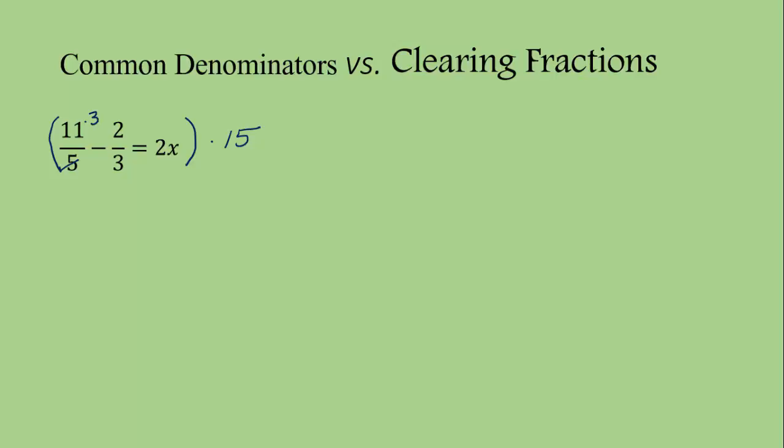Next, try the 3 in the next fraction. In -2/3, the 3 cancels with 15 and leaves 5. In 2x, the denominator's 1, so nothing reduces. You multiply by the entire number, 15. So let's do the multiplication and simplify. 33 minus 10 is equal to 30x.